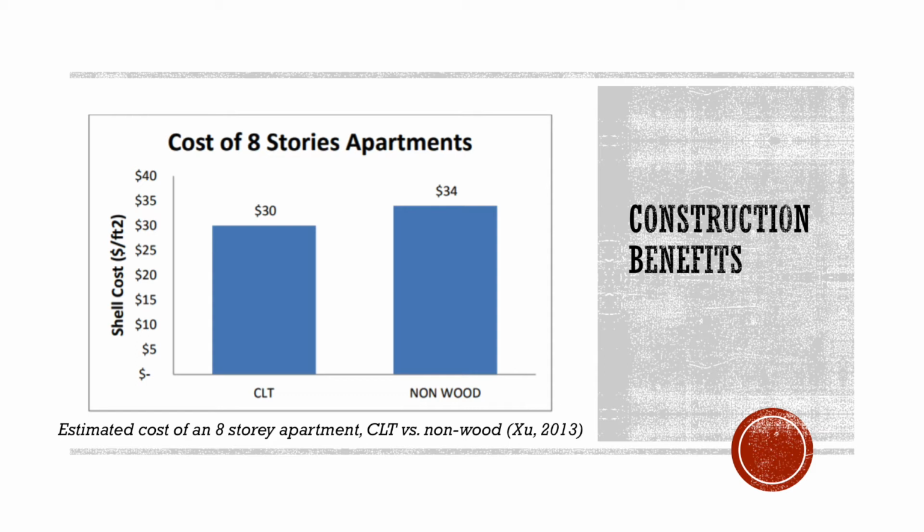When CLT construction was compared to traditional building materials, such as concrete, steel, and masonry, for mid-rise residential buildings, the cost was 15% less. And when this was applied to non-residential and low-rise buildings, the cost savings of converting to a CLT structure could be as high as a staggering 50% reduction in cost.